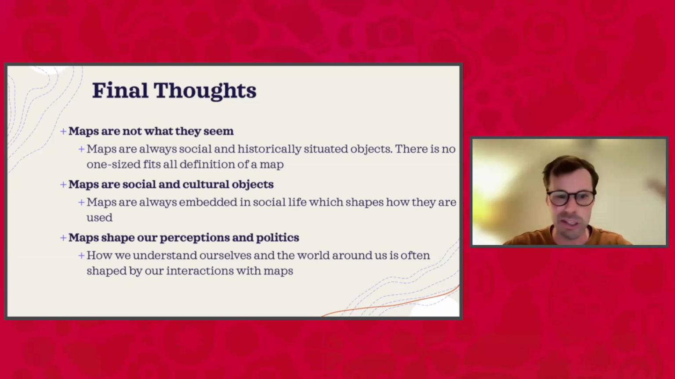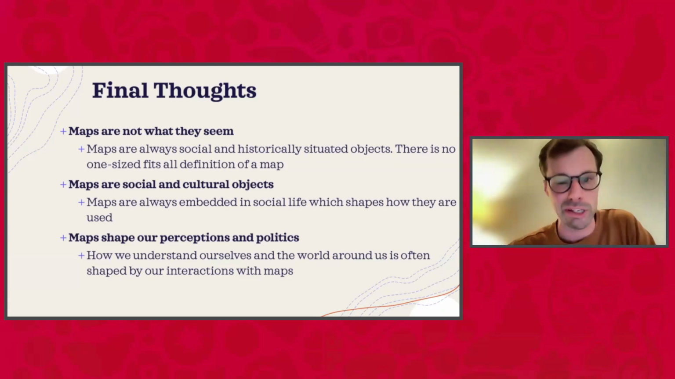There are many indigenous communities that I talk about in the book that use forms of mapping in a very different way, and yet for the same purposes. So still for navigation, but not in the same way that we produce maps for navigation. So I suggest that maps are always social and historically situated objects. They're not fixed in time, and there is no one-size-fits-all definition for a map, even if we might want one.